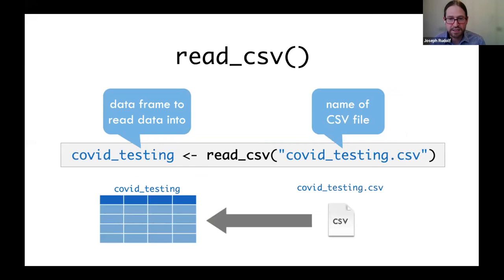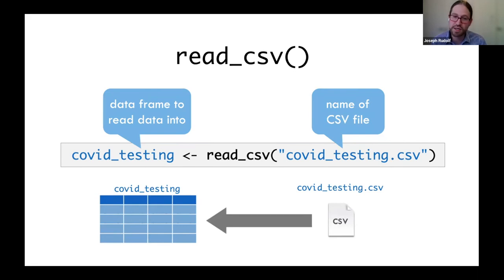So let's put these pieces together to load our COVID data set. This line of code reads, the COVID testing object gets the output of the read_CSV function on the COVID testing CSV file. You might notice that one of the objects is put in quotes and the other one isn't.